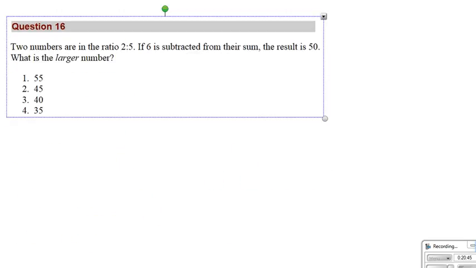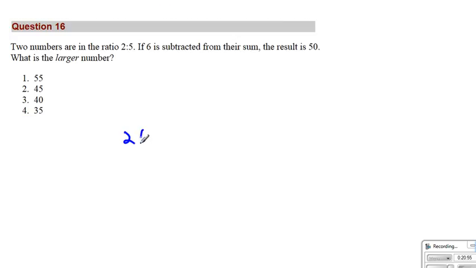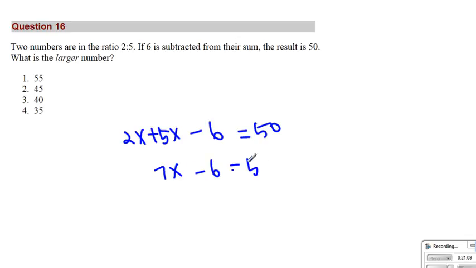Alright, let us move on to number 16. Two numbers are in the ratio of 2 to 5, and 6 has been subtracted from their sum. That means we are looking at 2x plus 5x, which is the sum, but 6 has been subtracted. The result was 50. Then what are we going to do? When we combine them together, we get 7x minus 6, which has to be equal to 50.